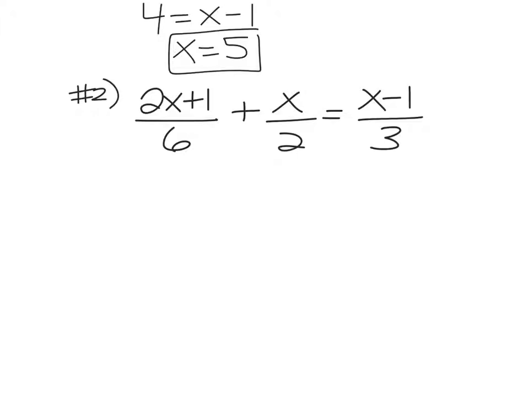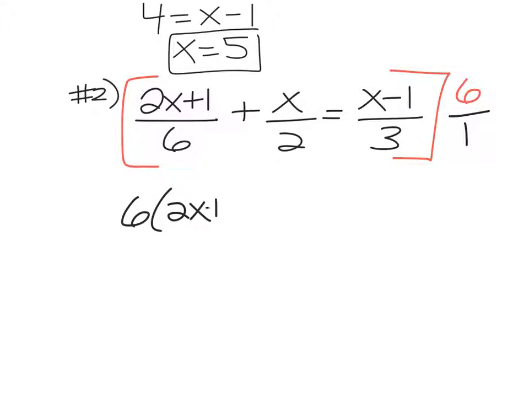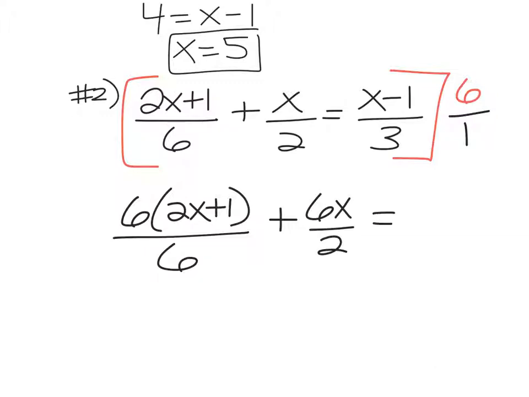We're going to multiply everything through by the LCD. And what would that be? 6. Perfect. You guys are getting really good at figuring that out. Now, here's my suggestion to you. When you take this 6, and this is really 6 over 1, and we're going to multiply it in, you're going to multiply all of the numerators. When you do that, don't distribute, though. Okay? I'll show you why. So 6 times 2x plus 1 is... nope, don't distribute. It's 6 times 2x plus 1. I'll tell you why in just a minute, okay? Plus 6 times x is just 6x over 2 equals 6 times x minus 1 over 3.